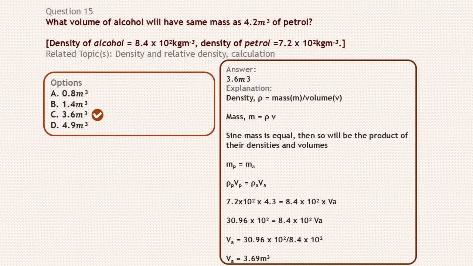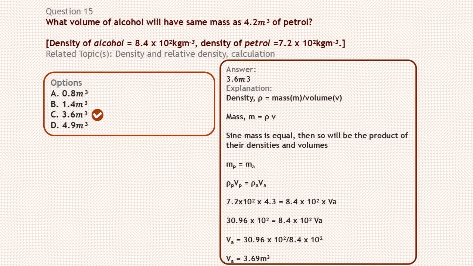Now the formula for density is mass over volume. If you want to make the mass the subject of the formula here, we are going to multiply by the volume. So the mass will now be the density multiplied by the volume. Since the mass of both of them is equal, what the question wants to know is what will be the volume for their mass to be equal.